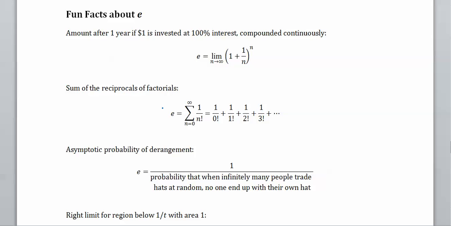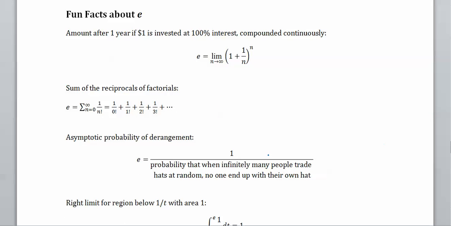Here's a great one. e is equal to the sum of the reciprocals of factorials. I wonder if I can fix that somehow. Maybe? No. Well, you can still see it. So it's 1 over 1 plus 1 over 1 plus 1/2 plus 1/6 plus 1/24 and so on. And that all adds up to e.